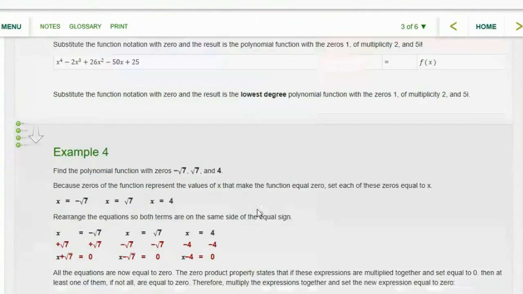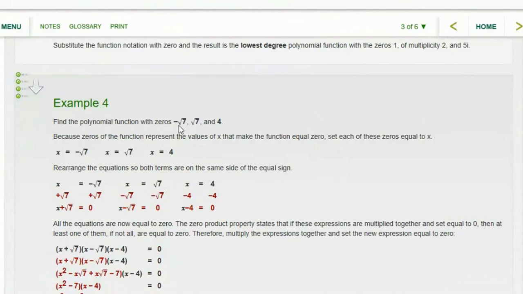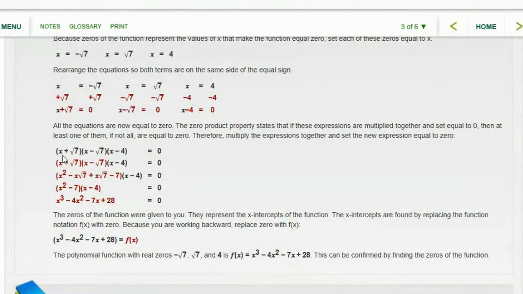And then here's another example where the roots are negative square root of 7, square root of 7, and 4. You just set it up as x plus the square root of 7, x minus the square root of 7. When you multiply them together, the square roots of 7 go away and you end up with just a real x to the third, x squared, x, 28. No square roots left in there.